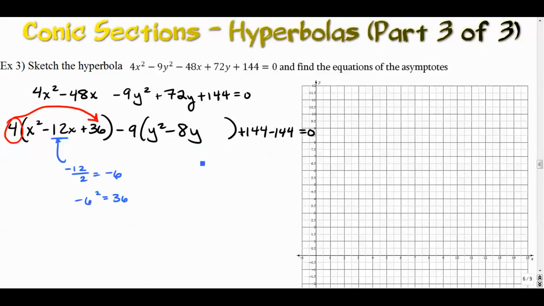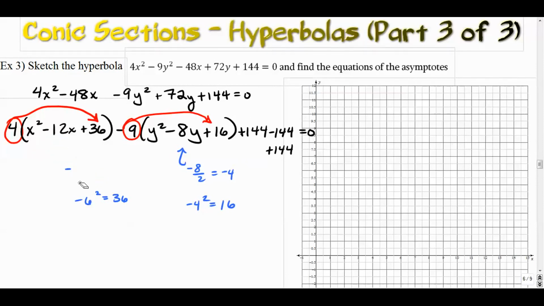Do the same process right here. I'm going to take negative 8 and divide it by 2, and then square it. So plus 16 goes right here, and we multiply that by the negative 9 in front. That is a negative 144. Since we're subtracting 144, I need to counterbalance that by adding 144. It's just by chance that these are both the same number; it doesn't always have to be that way.